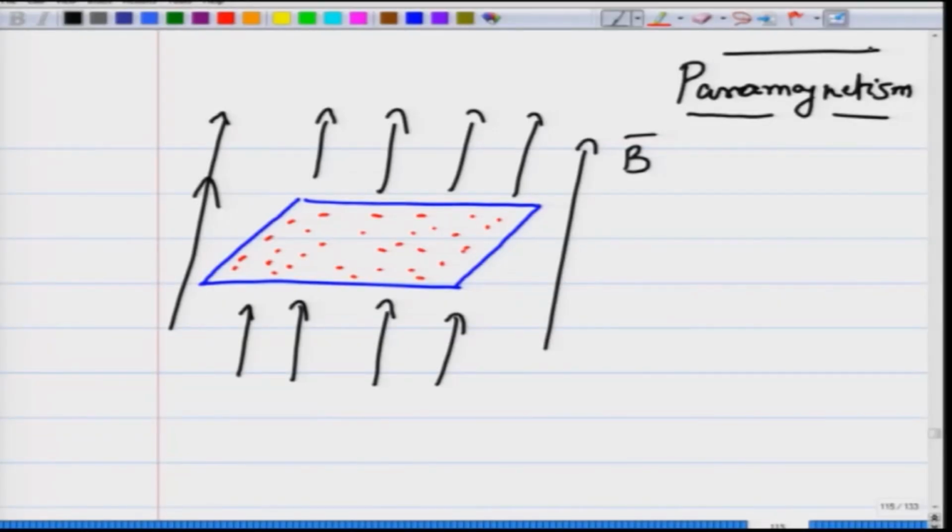We had begun our discussion on magnetism, and we wanted to explain the phenomenon of paramagnetism using Sommerfeld's theory. And what is paramagnetism? Paramagnetism is when a material gets magnetized when placed in an external magnetic field. So, here you have a solid, some metal with electrons inside it, and you are placing it in a magnetic field.